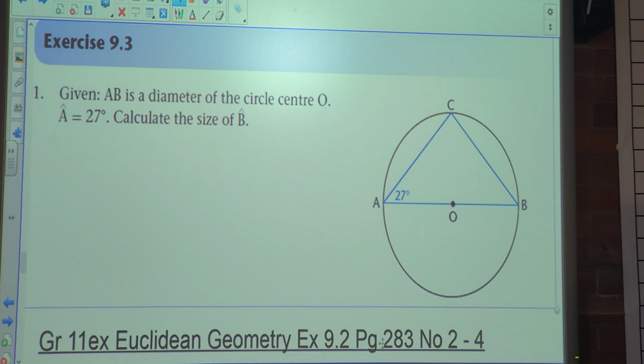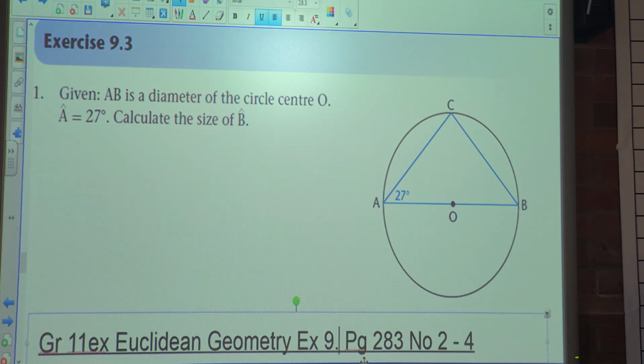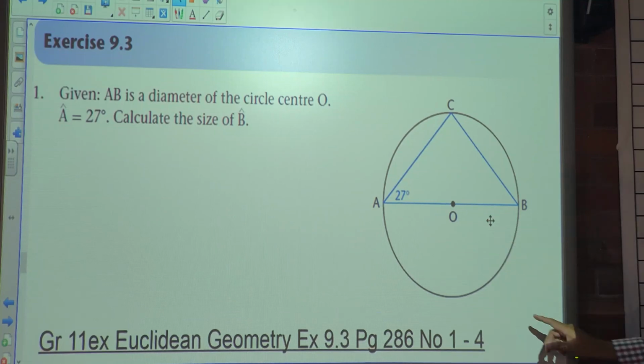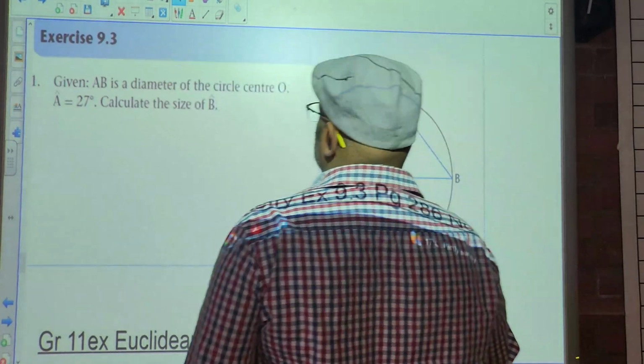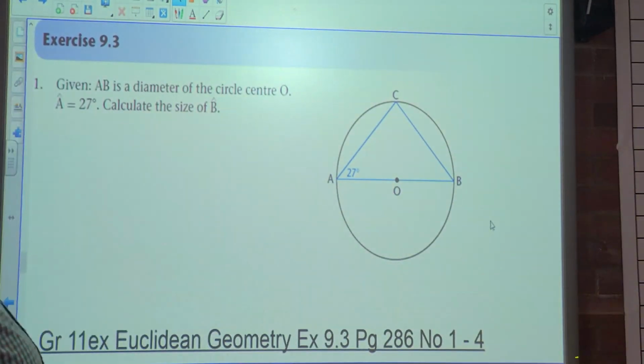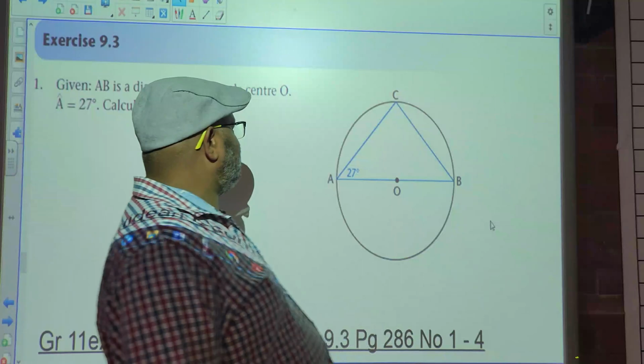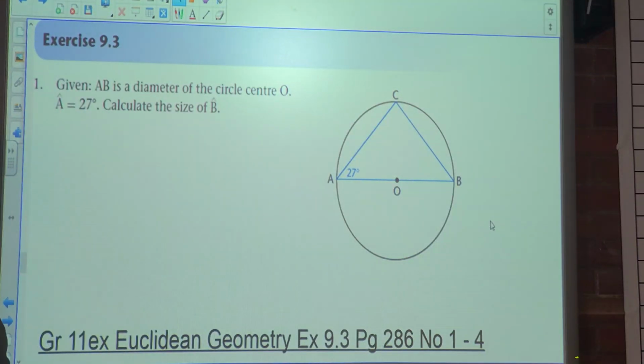Right. So it's exercise 9.3 on page 286, and this is numbers 1 to 4. Given AB is the diameter of the circle with center O, we are told that angle A is 27 degrees. The question is: calculate the size of angle B.